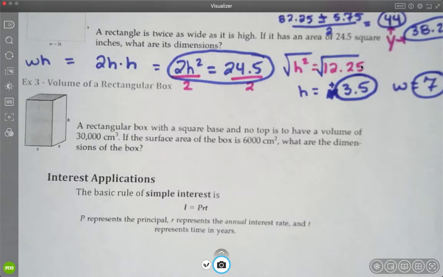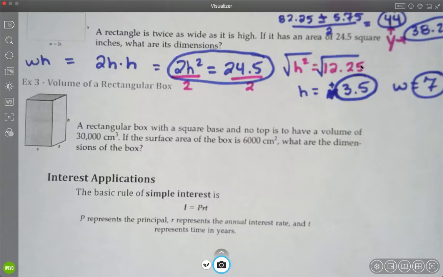Here we go. A rectangular box with a square base and a volume of 30,000. If the surface area of the box is 6,000, what are the dimensions of the box? We have 2 things going on here. We have surface area and we have volume.